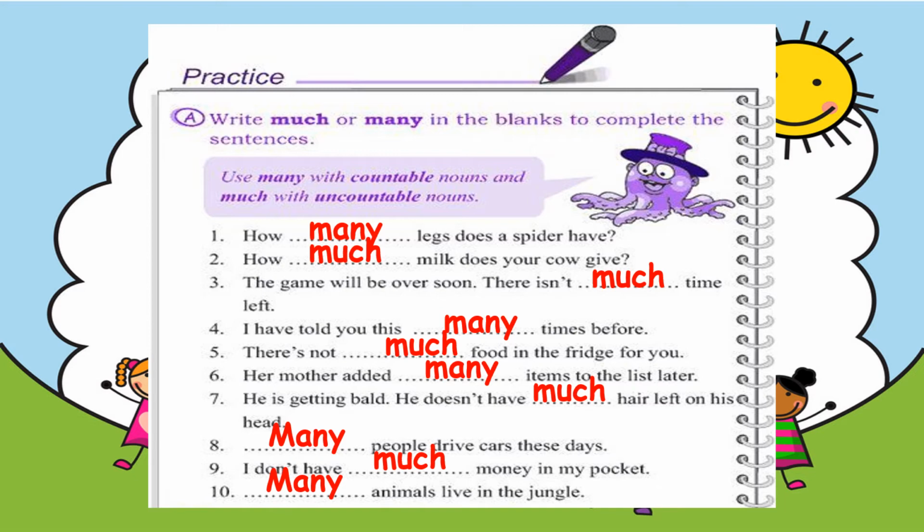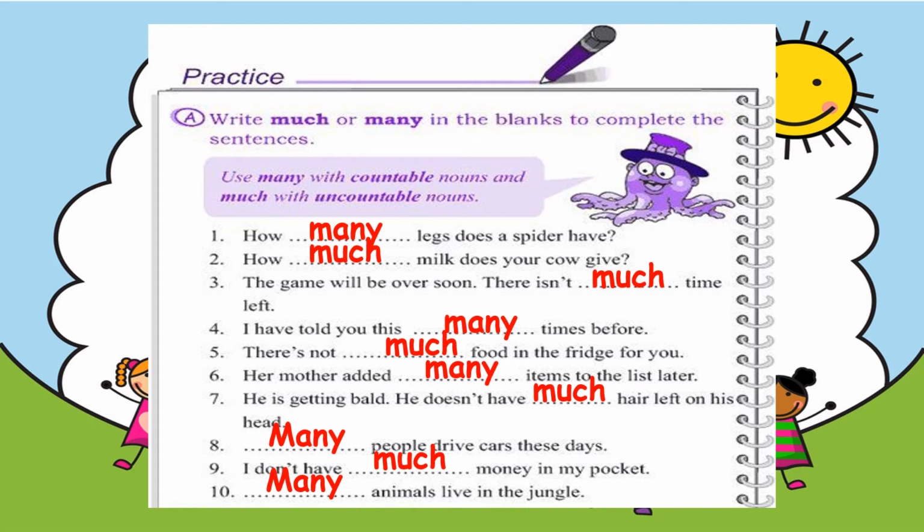Number 1, how many legs does a spider have? 2, how much milk does your cow give? 3, the game will be over soon. There isn't much time left. 4, I have told you many times before. 5, there's not much food in the fridge for you. 6, her mother added many items to the list later.